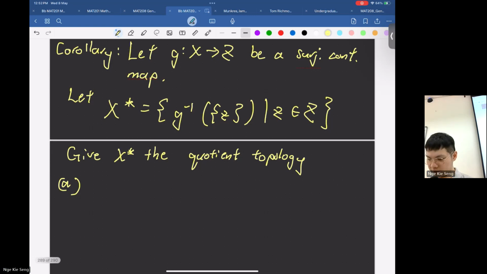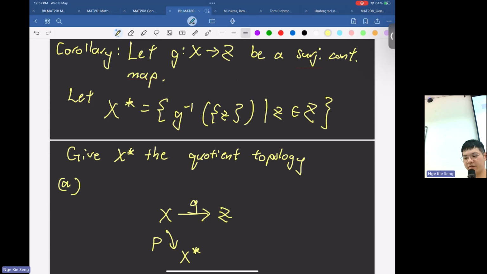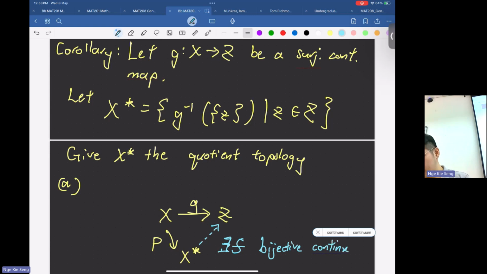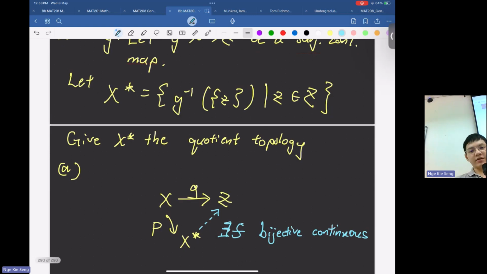Let's write down what we have. G is a map from X to Z, and then we form this X star using the quotient topology. So we have this surjective map. Wow, this is quite reminiscent, right? Surjective map, quotient space. The first isomorphism theorem. There's no isomorphism here, but we have a bijection. There is this F, which is bijective and continuous. It doesn't say homeomorphic. It just says this is continuous, and you can find the inverse. It doesn't mention whether the inverse is continuous or not.